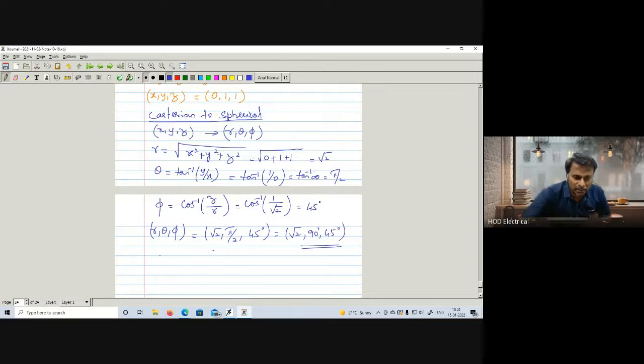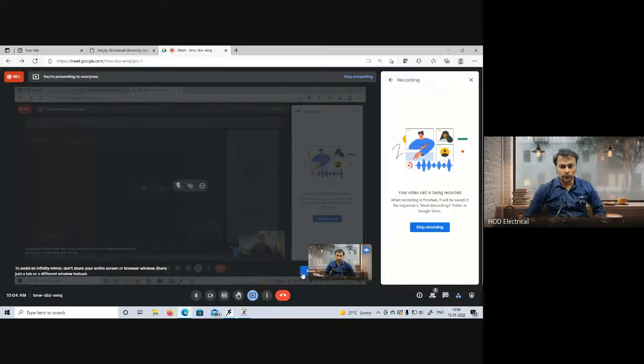This way we can convert Cartesian to spherical. I hope this tutorial will be helpful to you, and you can easily convert Cartesian to spherical and spherical to Cartesian, Cartesian to cylindrical, cylindrical to Cartesian, similarly spherical to cylindrical and vice versa, and all those things. Just do many related problems so that you can practice yourself and improve your skills.